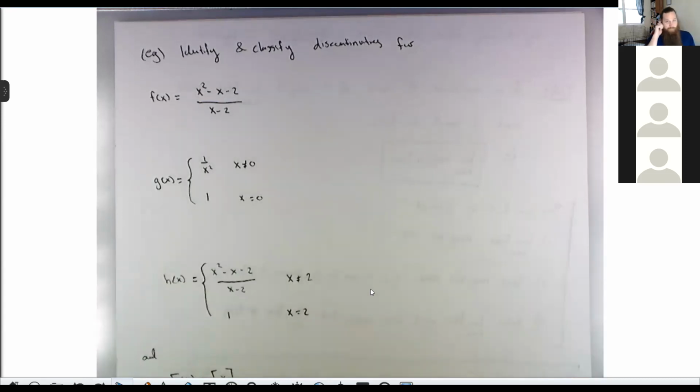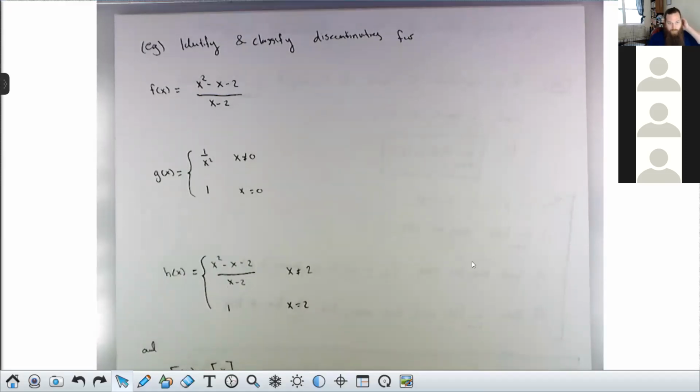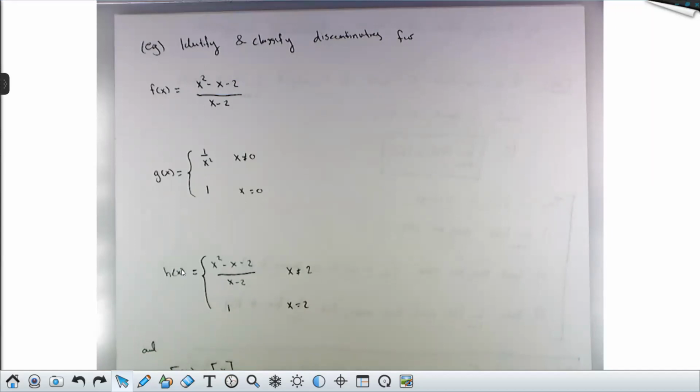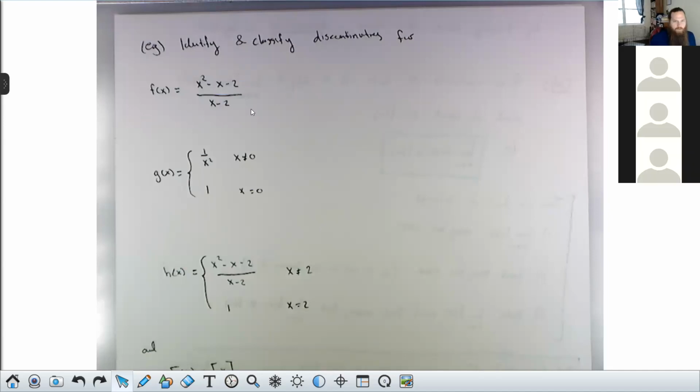All right. So let's start with it. I'm going to identify and classify any discontinuities for each of these functions. I'd also like to sketch a graph for each of these, I think. That'll be useful. And then we'll try to understand the discontinuity in terms of the delta epsilon definition as well. Beginning with this function up here, little f, where do you think this thing might be discontinuous and why?